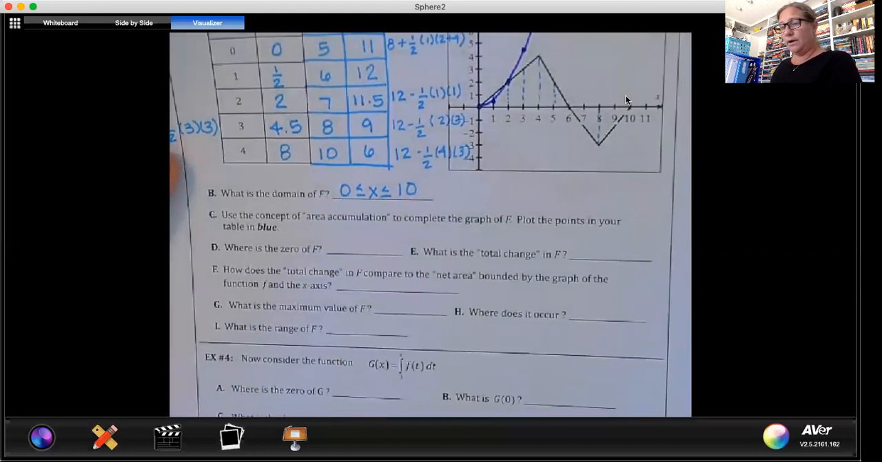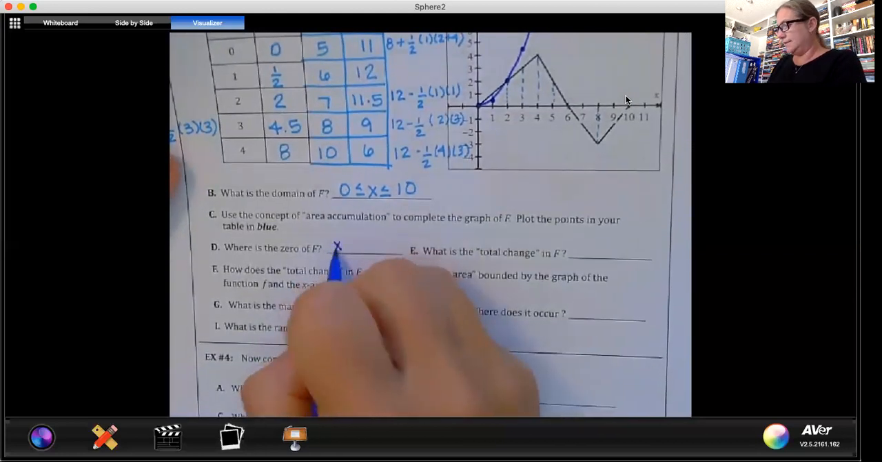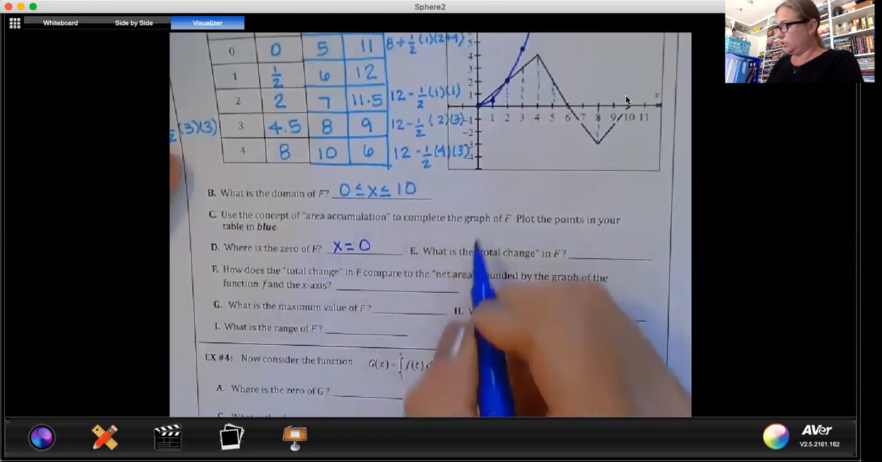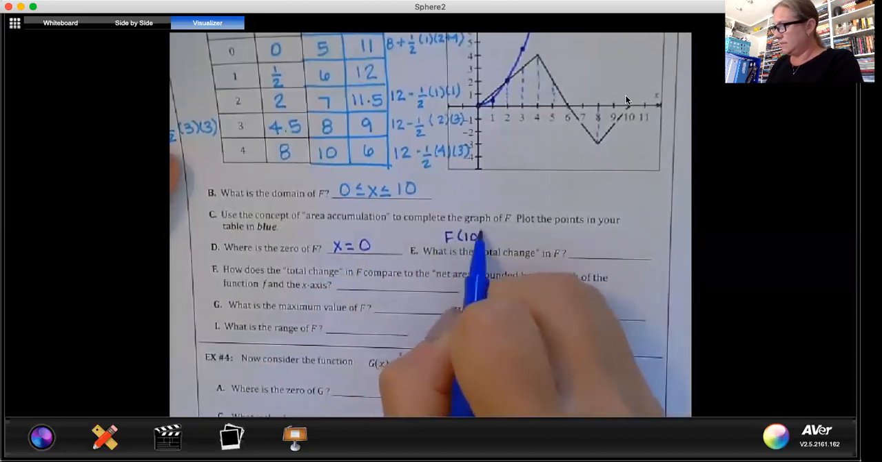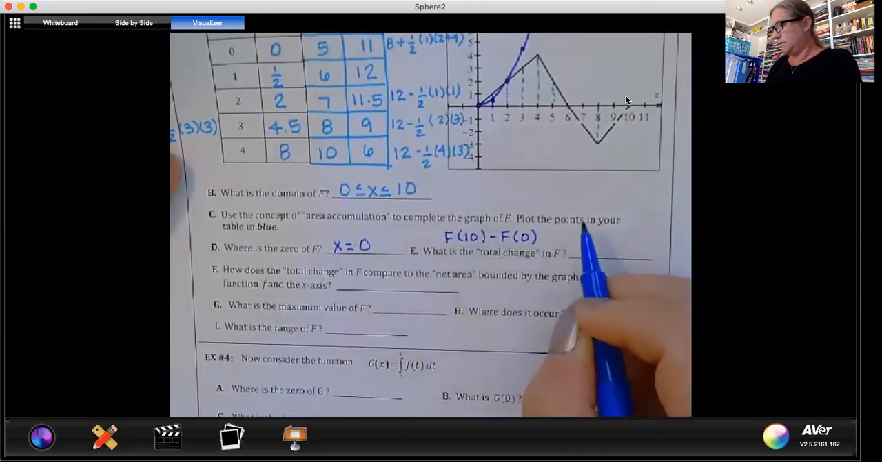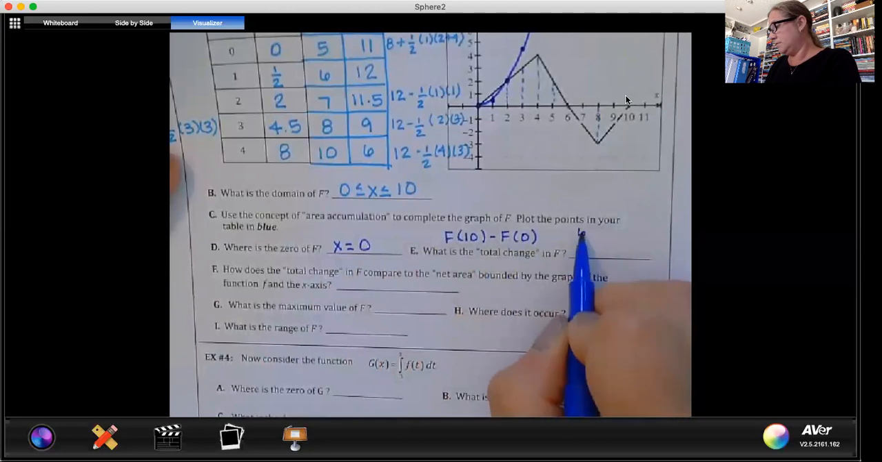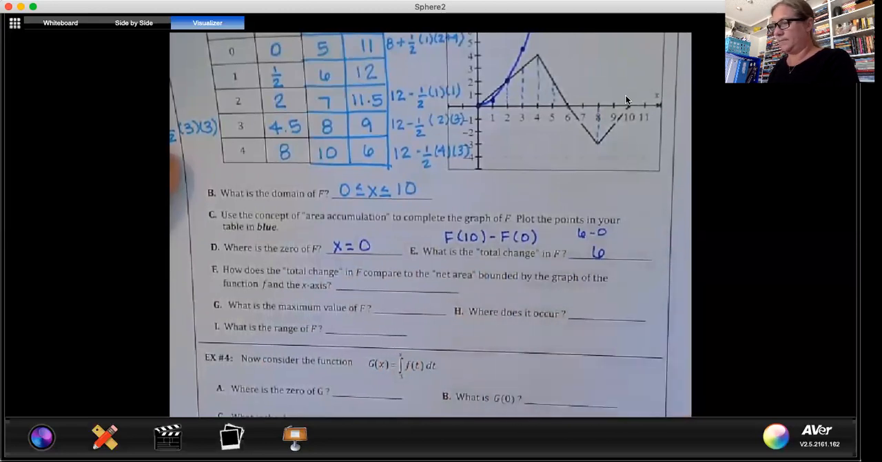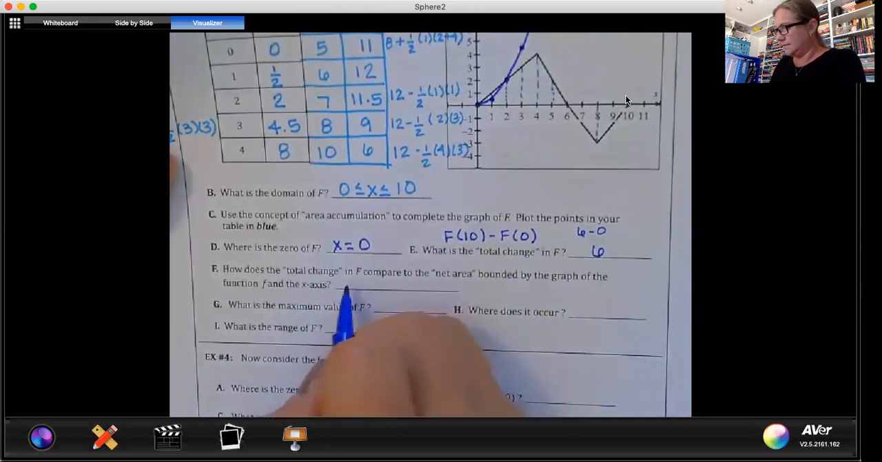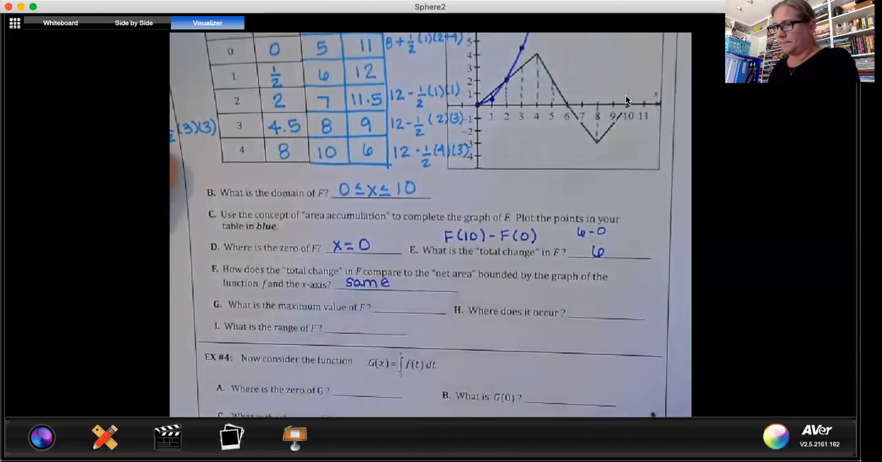So where is the 0 of f? At 0. Remember, 0 is a curve where the upper and lower bounds are the same. The total change in f is f of 10 minus f of 0. So 6 minus 0 is 6. How does the total change in f compare to the net area bounded by the graph of the function f and the x-axis? They are the same. Remember, your area and your displacement are the same.